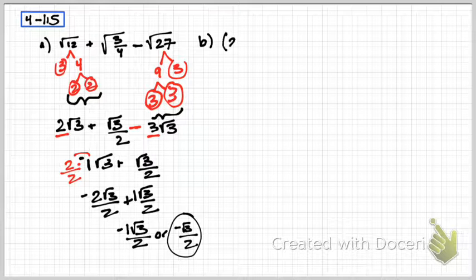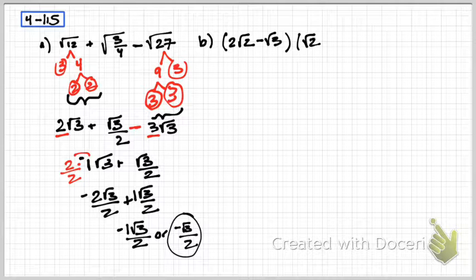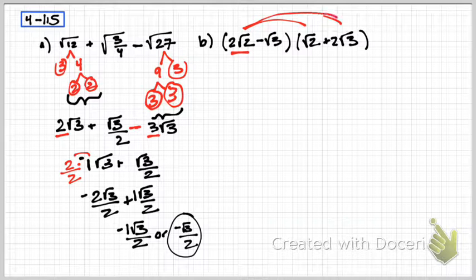B is 2 rad 2 minus rad 3 times rad 2 plus 2 rad 3. So again, you're looking for like terms. So what's the same? How many do we have of them? So we got a FOIL. Let's do each part. Let's do this carefully.